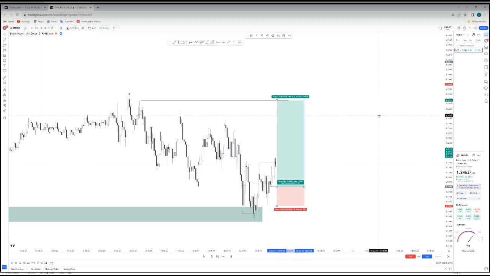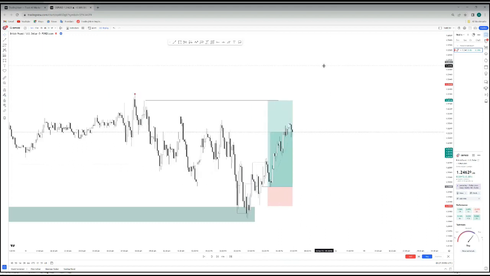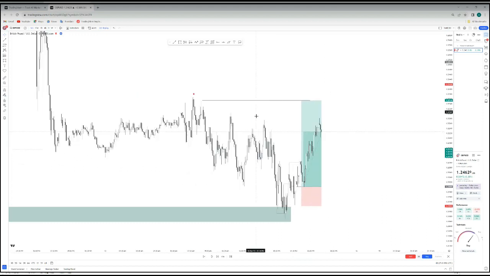Okay. Now, me analyzing this area. What can I see here? I have this sweep, this break, and this liquidity. This liquidity right here. So price reacted to this point of interest zone and created a flip for me, which is this area.